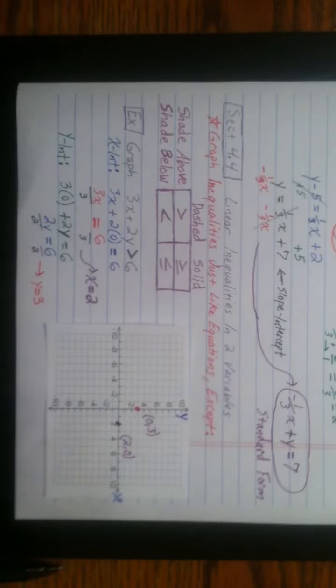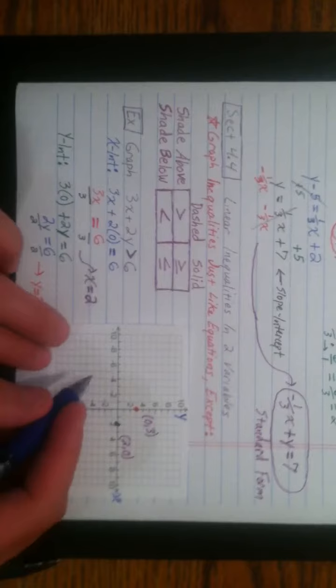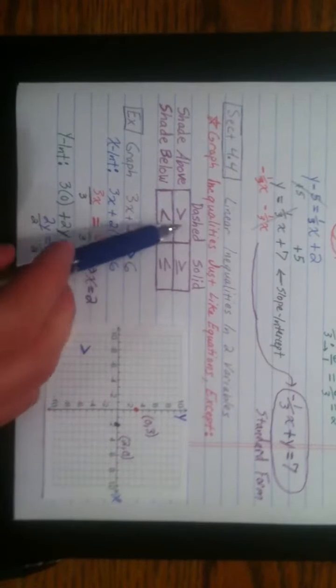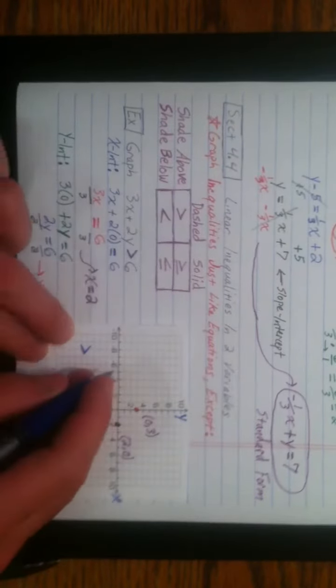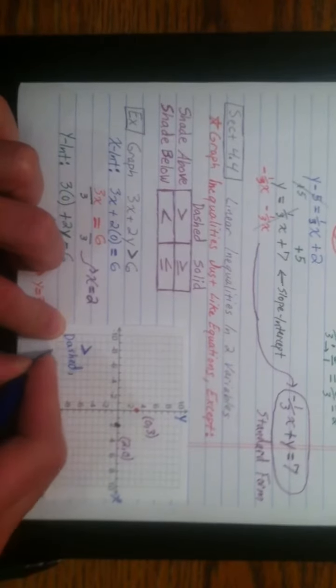So is everything above the line supposed to be considered a solution, or is everything below the line supposed to be considered a solution? So looking at the inequality symbol that we had, we are going to look back at the original problem. It's a greater than symbol. Okay, a greater than symbol tells us we're going to have a dashed line, and we're going to shade everything above the line. So dashed, and shade everything above.